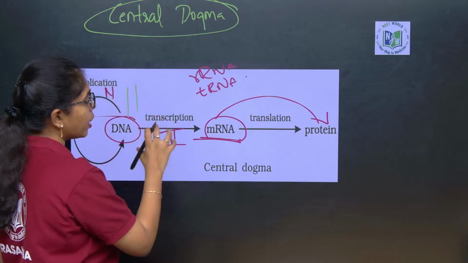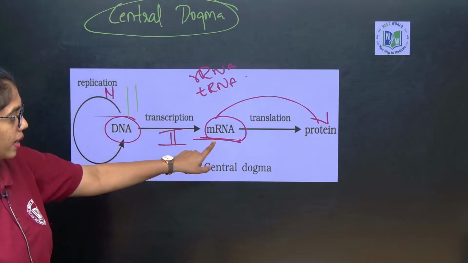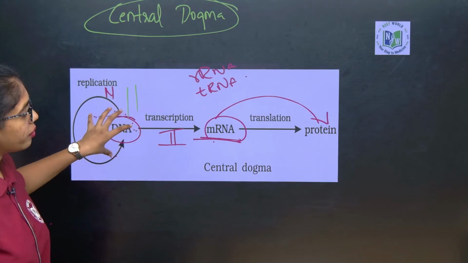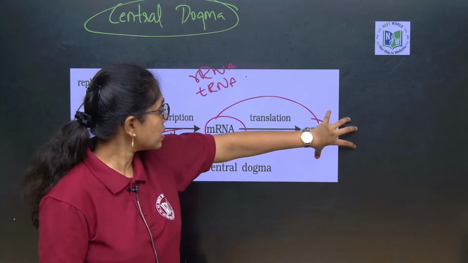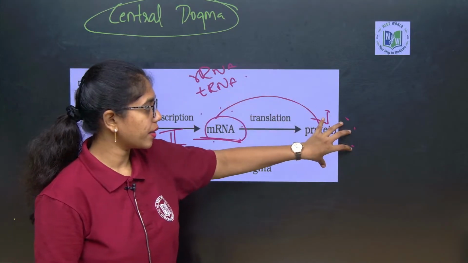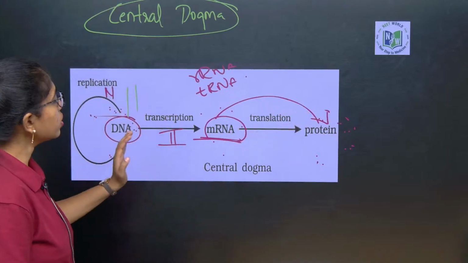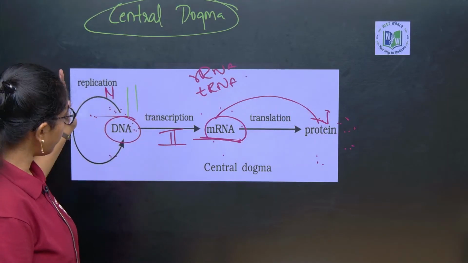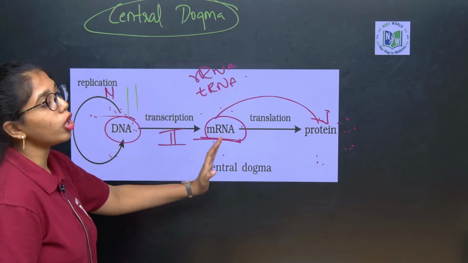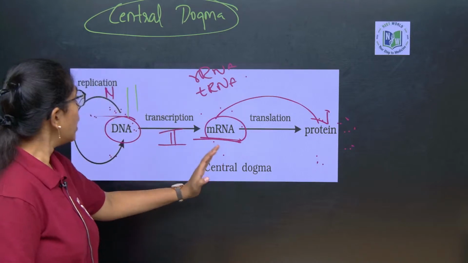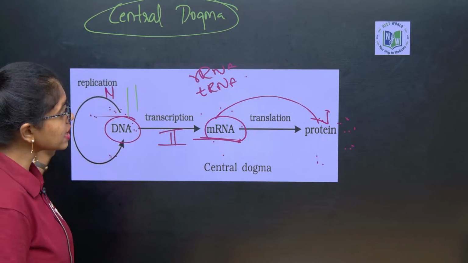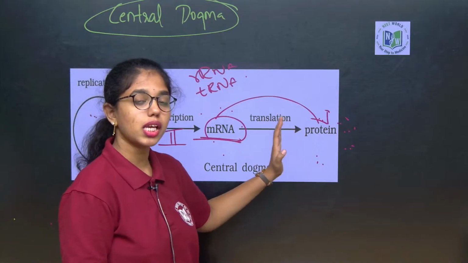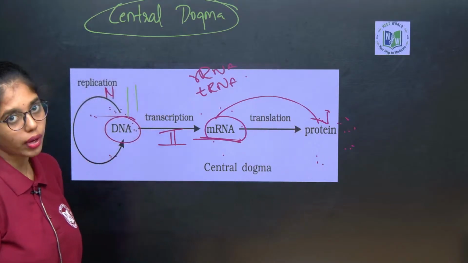So here RNA polymerase 2 will synthesize mRNA, and the ultimate goal of DNA is to synthesize the proteins. mRNA will be translated to proteins. So replication, transcription, and post-transcriptional events take place inside the nucleus. Only translational events take place in the cytoplasm if it is a eukaryotic cell.